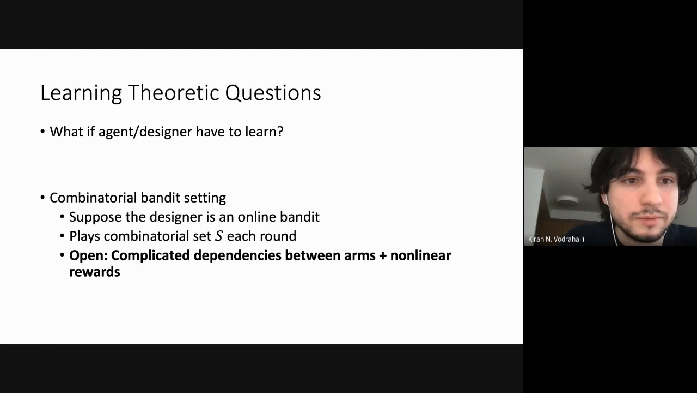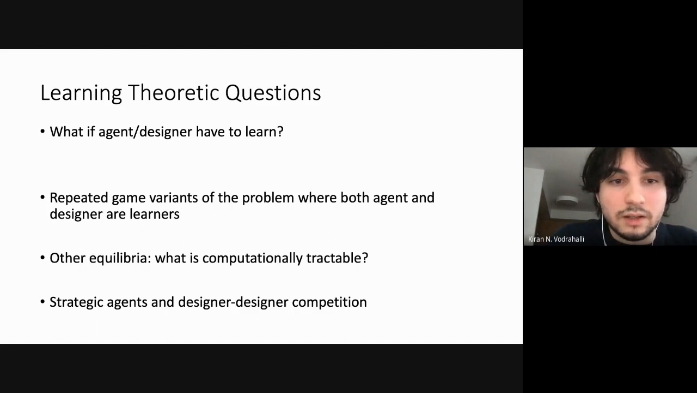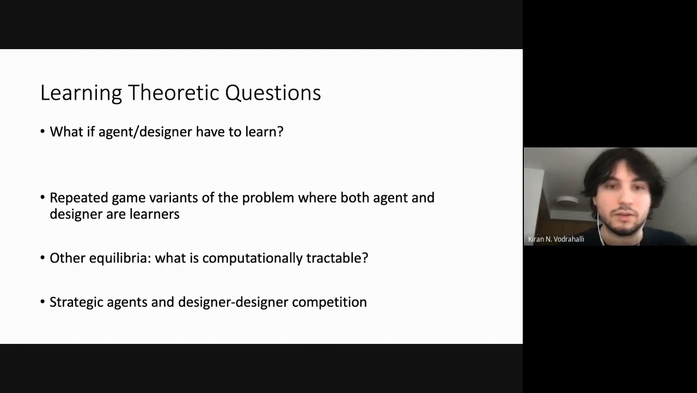We could also ask questions about repeated game variants of the problem where both the agent and the designer are learners. We could ask about other notions of equilibrium which are computationally tractable in this setting. Like, say both the agent and the designer play some algorithm. Is it computationally tractable to find a correlated equilibrium and things like this, in terms of the description size? And we can also ask questions about strategic agents, and as I alluded to before, designer-designer competition.